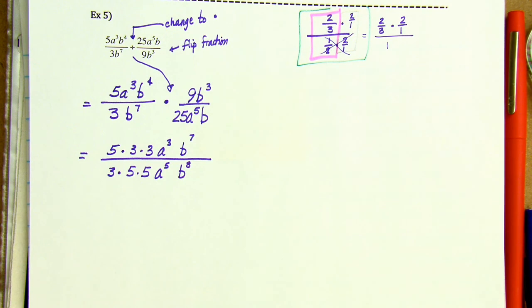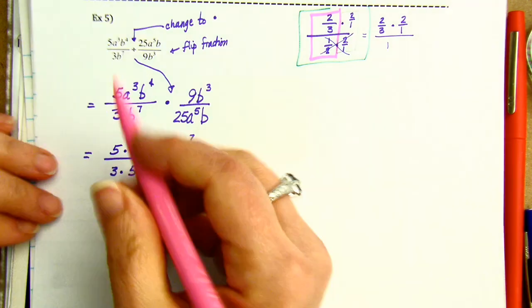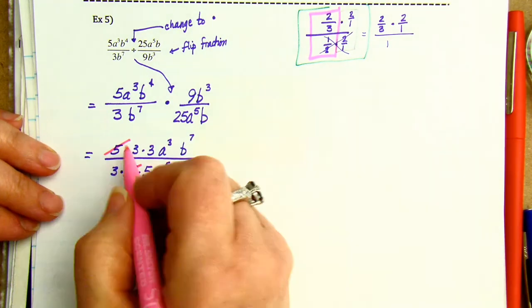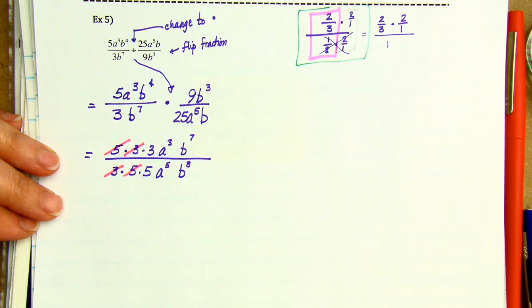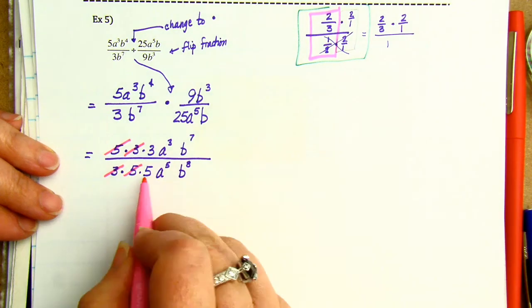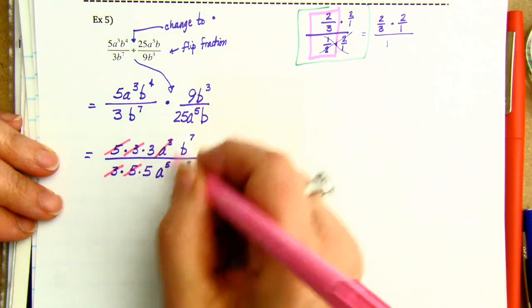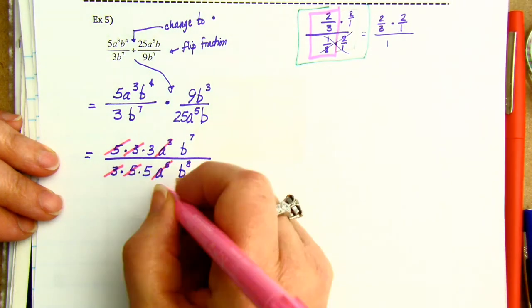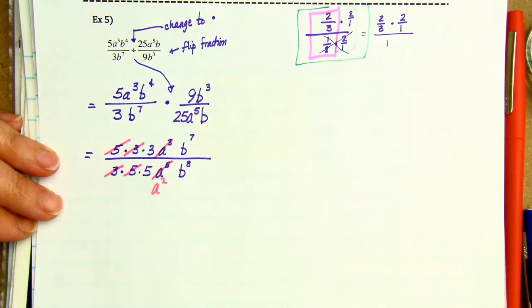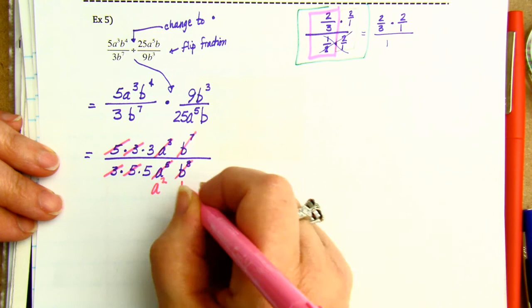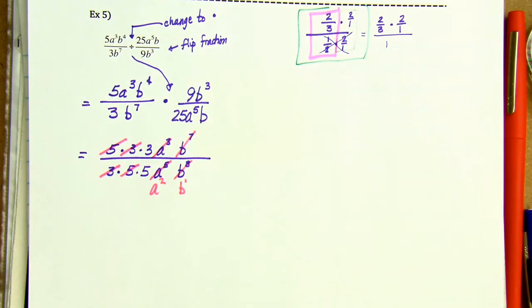All right, now I'm looking for numerator-denominator pairs. This 5 will take out that 5, 1 and only 1. This 3 will take out that 3, 1 and only 1. This 3, well, there are no more 3's to be taken out. The A's, 3 of these kick out 3 of those, leaving me with 2 left below. 7 of these kick out 7 of those, leaving me with 1 below. And now I'm going to clean this up and simplify it.